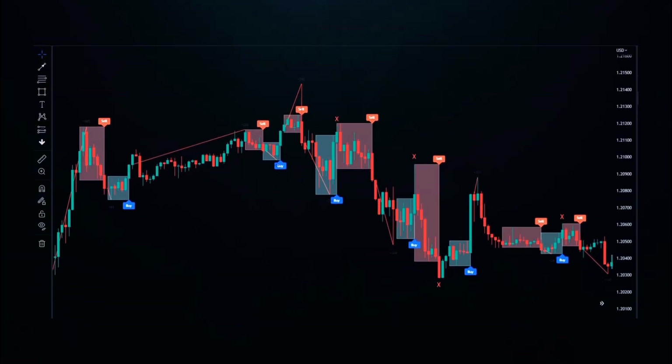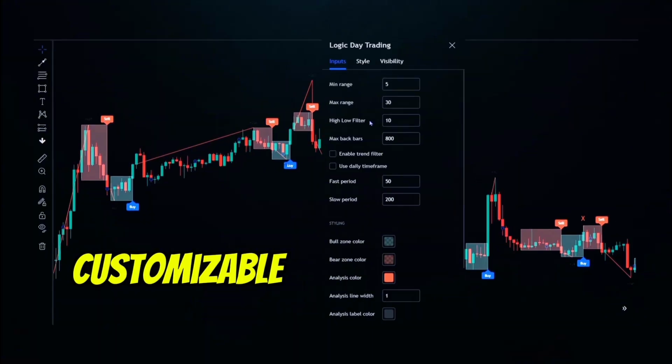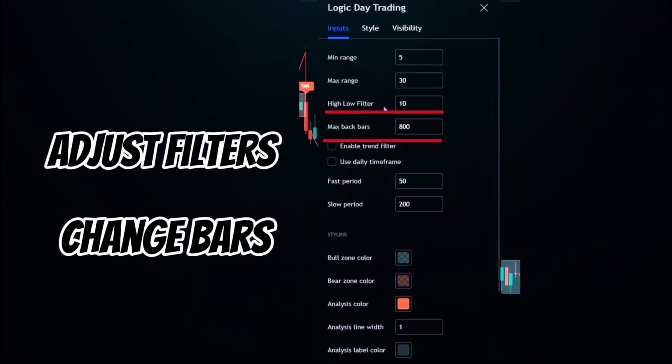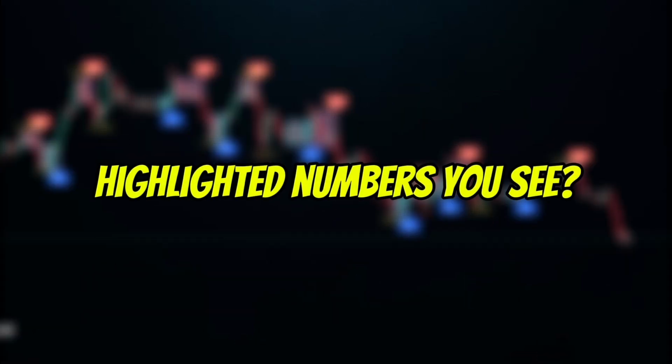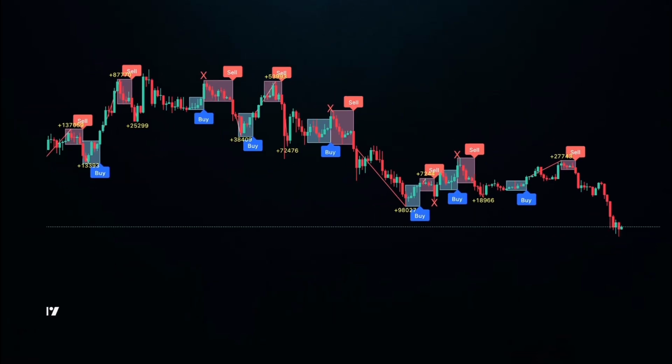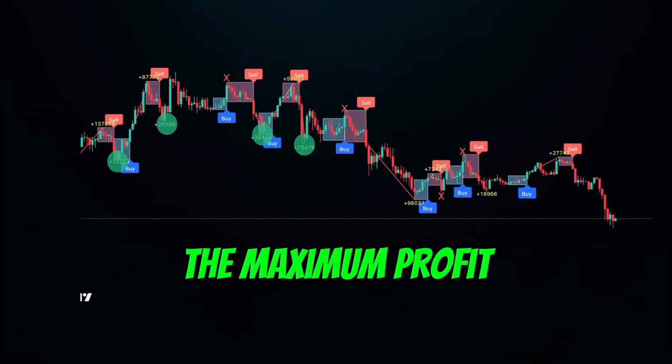And yes, Logic Day Trading is customizable. You can adjust filters, change how many bars it looks back, and control how many setups the indicator finds. And that highlighted number you see? That's the maximum profit you could have captured if you followed the previous signal.